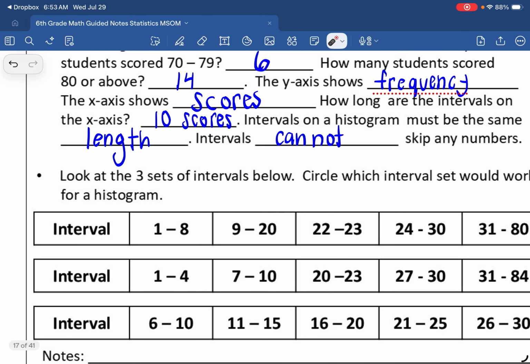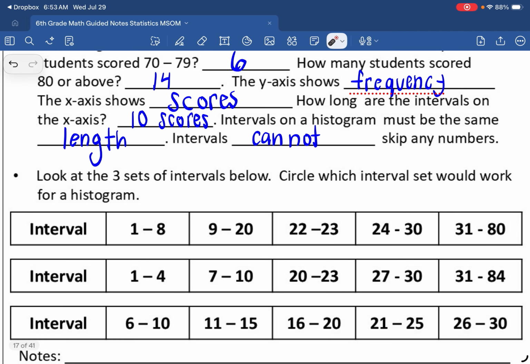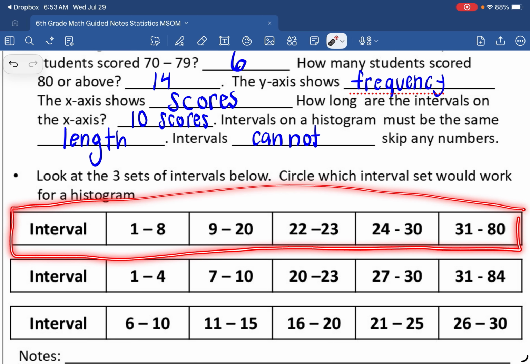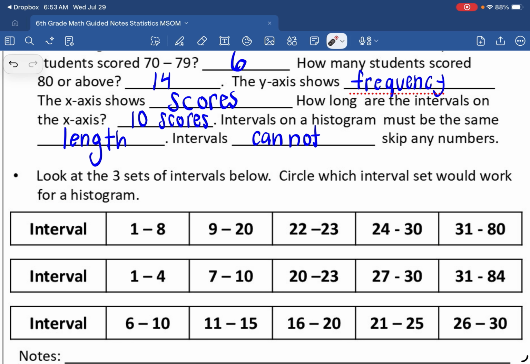Look at the 3 sets of intervals below. Circle which interval set would work for a histogram. So looking at this right here, would this work for a histogram? I have the numbers 1 through 8 and then 9 through 20. Well, that's not going to work. 1 through 8 is 8 numbers. 9 through 20 is more than 8. So I can tell right off the bat that these intervals will not work for a histogram.